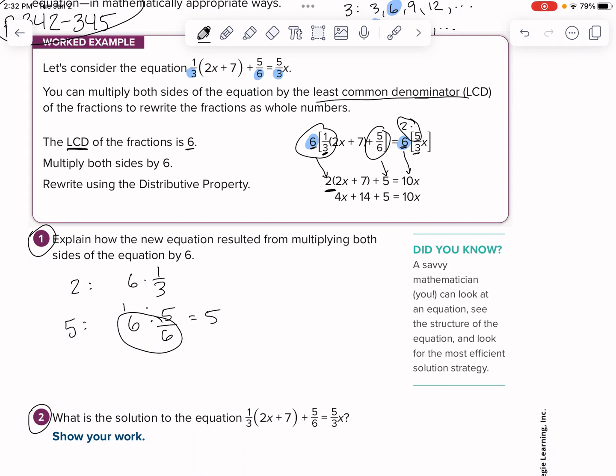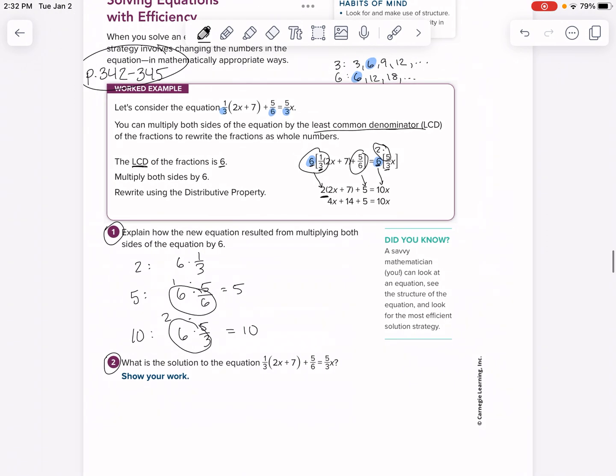And then the last part we talked about, it became 10x. It's because 6 times 5/3. 6 divided by 3 is 2. And 2 times 5 is 10. So hopefully that's not too bad for this equation. So what is the solution to the equation?